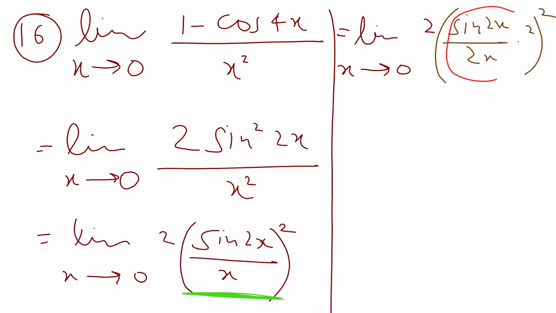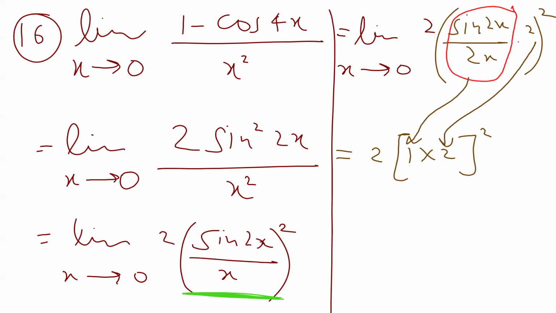Guys, what about this red colored part? 1. So 1 into 2, the whole square. Answer is 8. X approaches 0, therefore 2x also approaches 0.